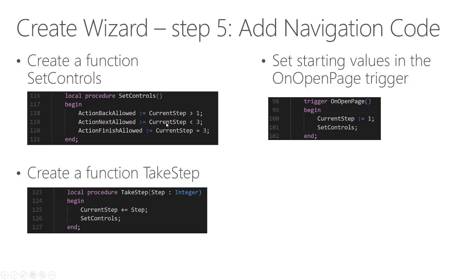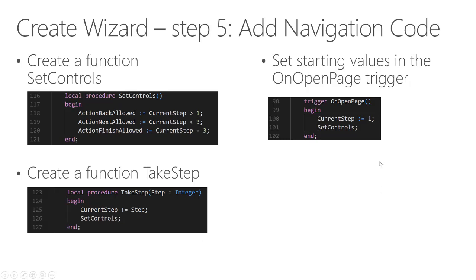Action next is allowed only if the current step is smaller than 3, right? Because if I'm on step 3 I can't go to step 4. I only have a step 3, so if the step is 3, then action next is not allowed, and action finish is allowed. In our example, you can only finish if you're on current step equals 3, the final step. And then we have a function called take step. Take step takes an integer as a value, and so current step equals current step plus that value, and then we do set controls.